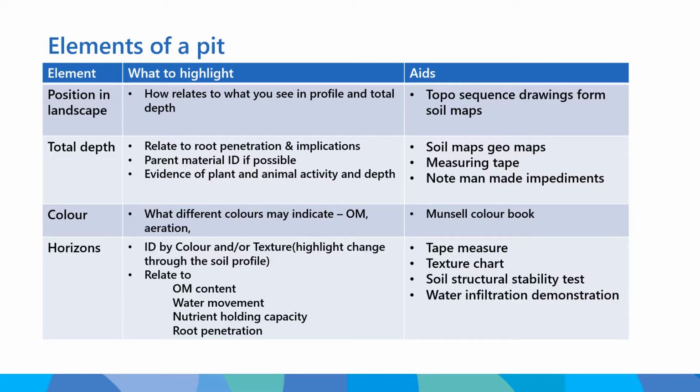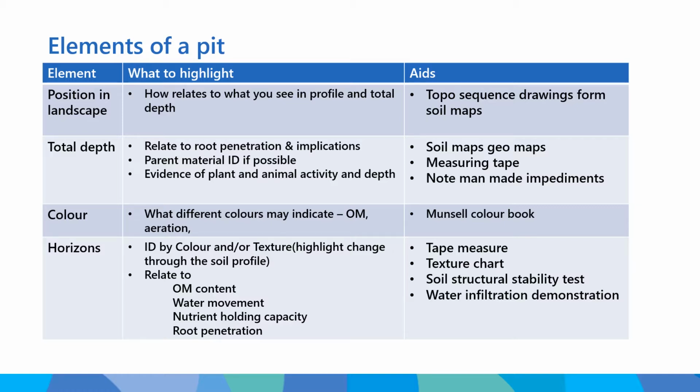Talk about what the colours may indicate. So obviously, as I mentioned in the video, organic matter staining makes them dark. The bright red colours are an indication of iron. Lighter colours would be heavily weathered material.